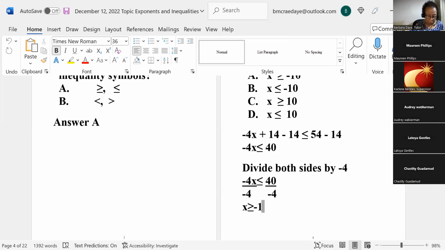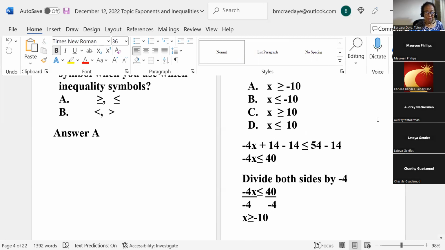So what's the answer, Audrey? Negative 10. A, B, C, or D? Oh, B. Greater than or equal? X greater than or equal to negative 10. Does that match A, B, or C? B. Answer B.